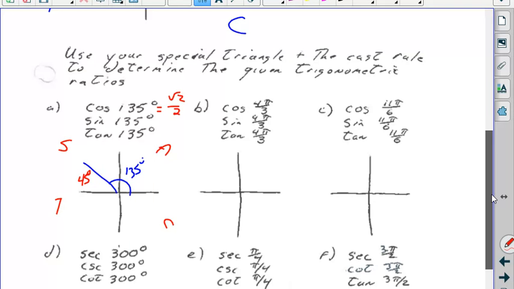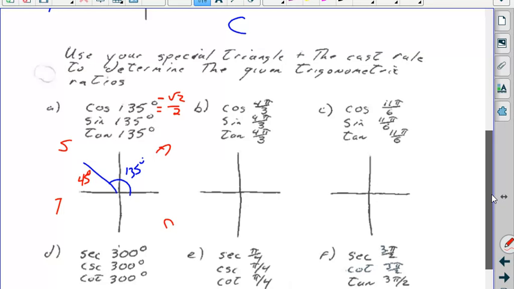What's the only thing positive in quadrant number 2? Sine. So cosine is negative. So the cosine of 135 is negative square root 2 over 2. I found my reference angle is 45 degrees. I use my understanding of special triangles. And I've got to deal with negative signs also.